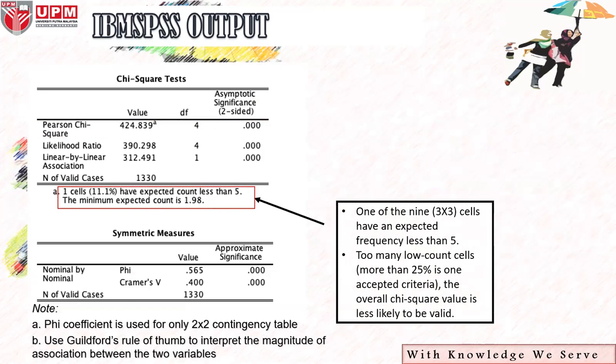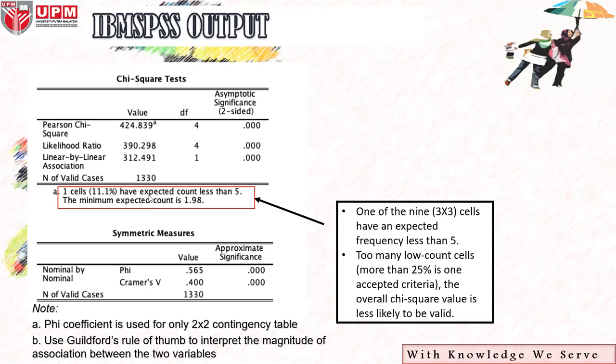Okay, then the note after the chi-square test table: one cell, which is 11.1%, has expected count less than 5, and the minimum expected count is 1.98. So one of the 9 cells, because there are 3 categories for each variable, has an expected frequency less than 5. The requirement is 5 if more than 2 groups. Having too many low count cells, more than 25%, is not an accepted criterion. So the overall chi-square value here indicates that the output is valid.